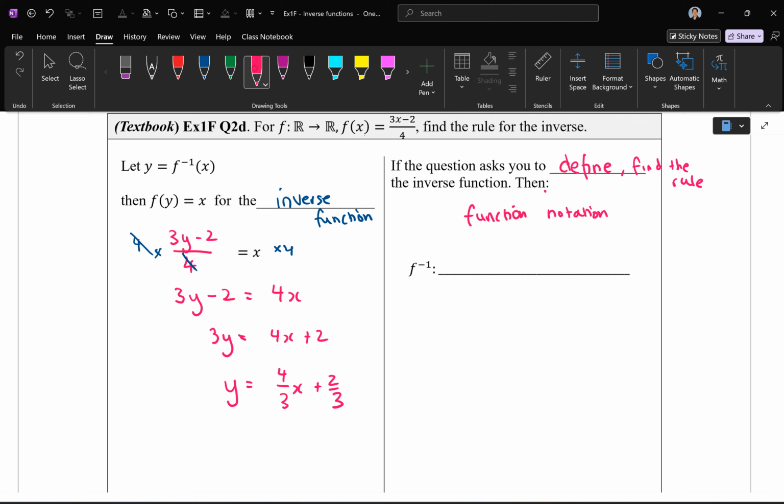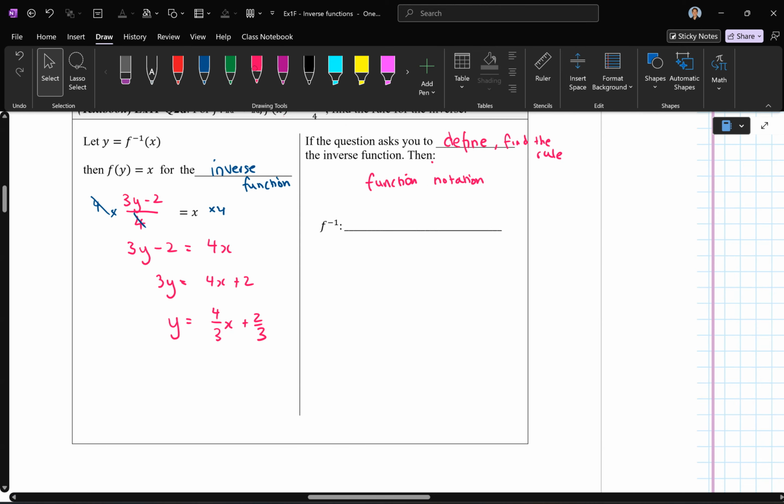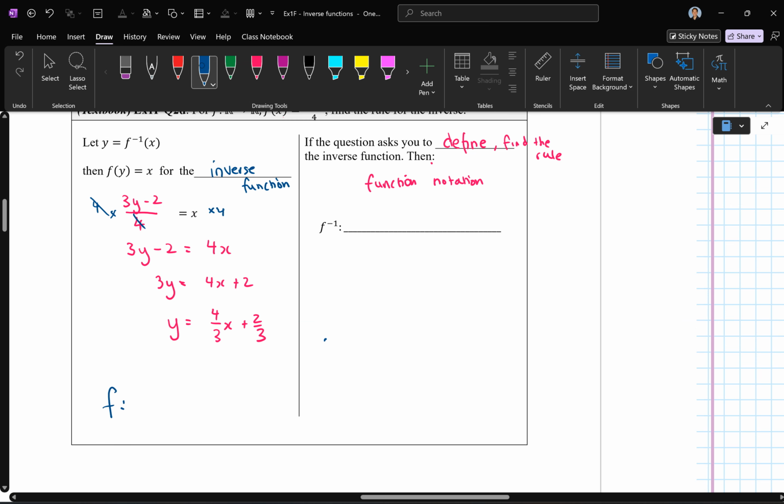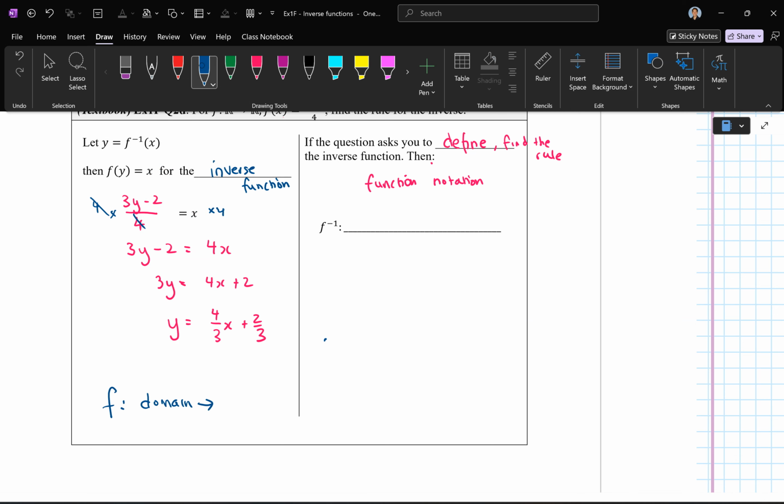For those who don't know what function notation is, from last year you should have been introduced to it. You write your domain first, maps onto the codomain, which usually in Methods we do R, and then f of x is equal to whatever it is. So in our case, it's an inverse function. You don't leave your answer with a y, because especially in an exam question, they don't use y. So from here, you rewrite it.